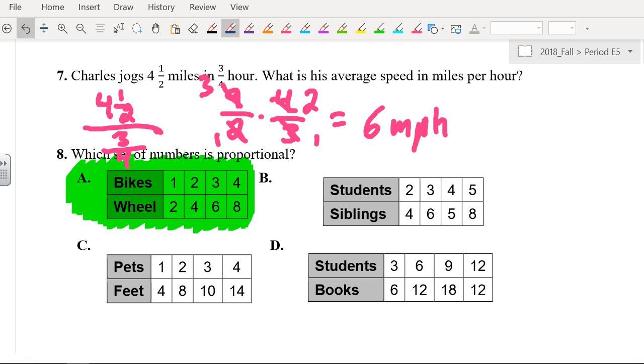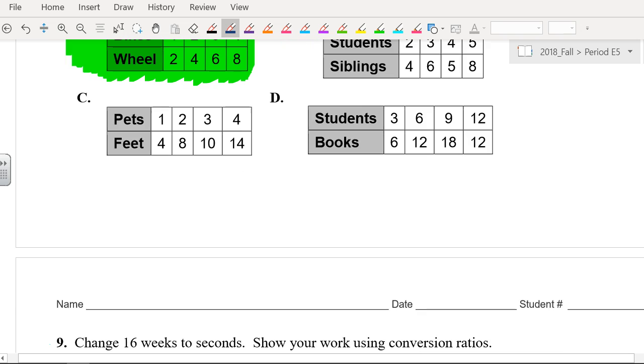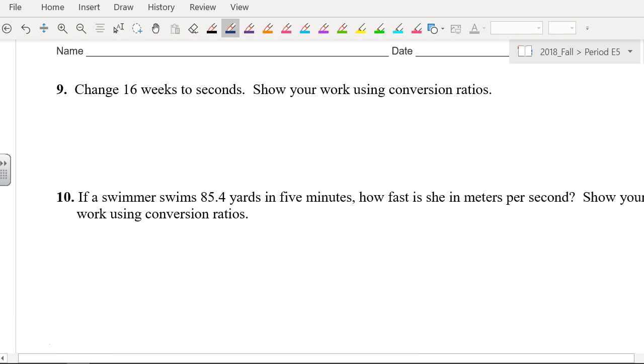So there's going to be something that's not the same in these. Like this is times 2, this is times 2, this is times 2, but this is not times 2. Okay, for example. So the only one that stays consistently times 2 is A. Alright? Number 9.